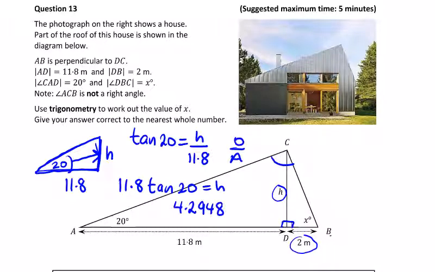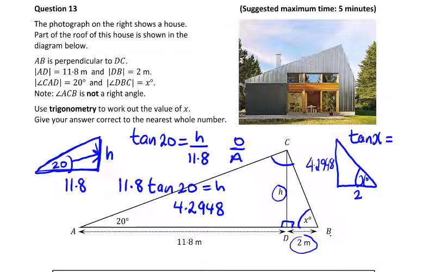4.2948. I'm not going to round off too early. I'll keep it like this for now. And then if we want the angle X, again we're dealing with the two straight sides. I'm going to draw the triangle again. We have X degrees, we have 2, and we have 4.2948. So we can say that the tan of X, we can see it's the straight sides.